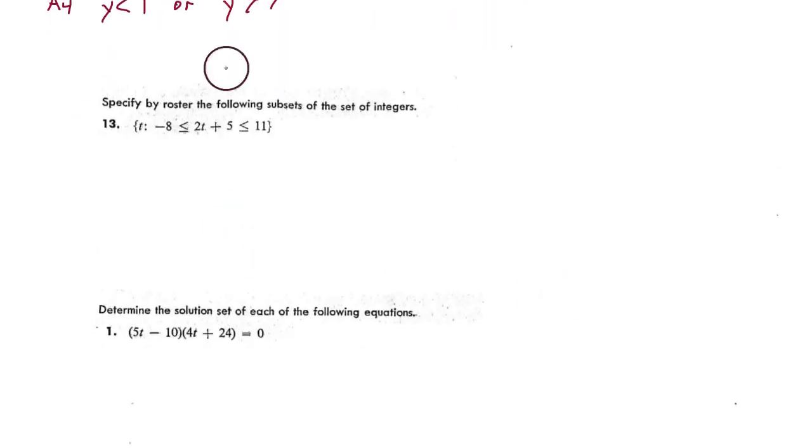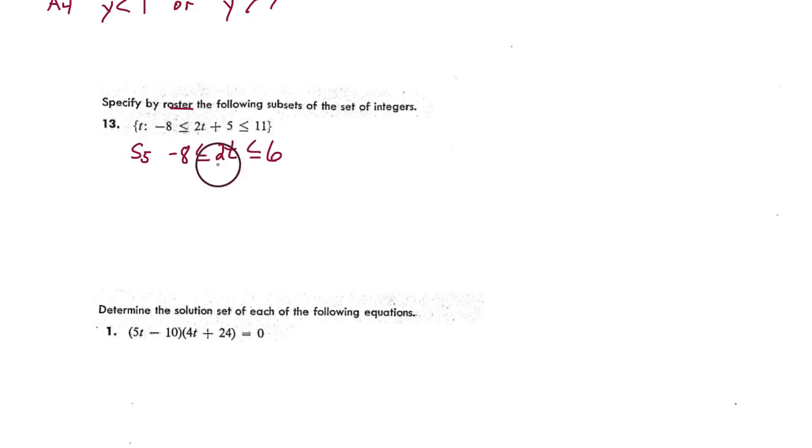Next one, specify by roster. That means list numbers. The following subsets of the integers. We want to find all numbers t such that it solves this. This is simply another way of solving the inequality. So first thing to do, subtract 5 from both sides. We get negative 8 is less than or equal to 2t is less than or equal to 6.